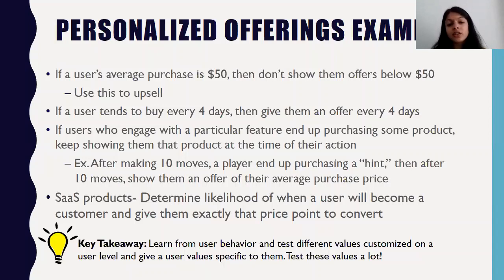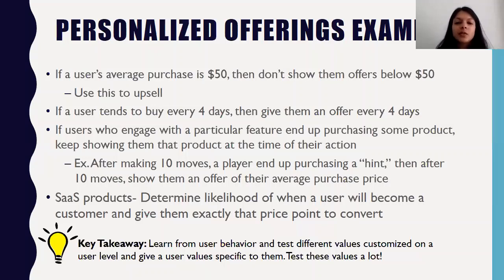And if a user tends to buy every 4 days, then we give them an offer every 4 days. If there's a user who engages with a particular feature and they end up purchasing some product, we keep showing them that product at the time of their action. For example, we found that after making 10 moves in one of the Zynga games, a player ended up purchasing a hint. And this is an example for Words with Friends. The data is made up, so don't trust the actual numbers.